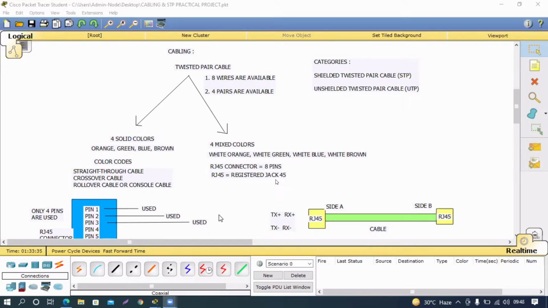Otherwise, you will always be feeling that it is difficult, it is complicated, I cannot do it, I'm not getting it properly. Start with the small one first. Start with a small network, configure it, then make it a big network. A big network you can always make, but only if you understand how to make a small network can you make a big network.